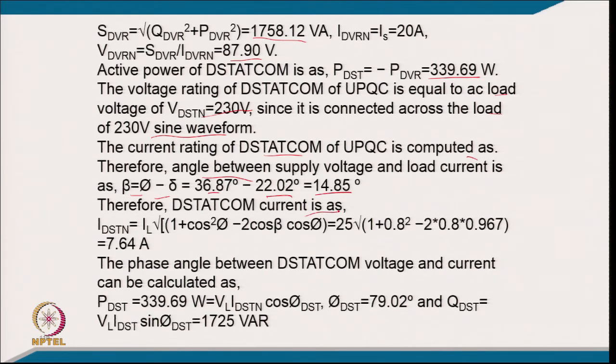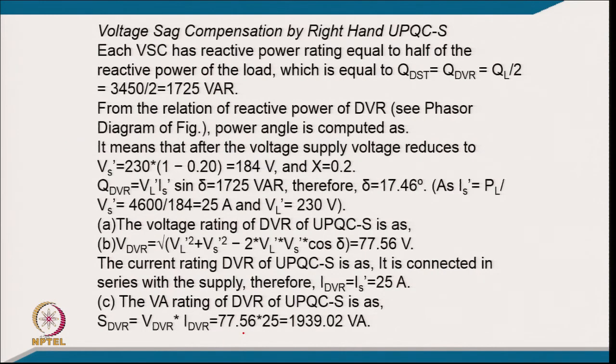Therefore, D-STATCOM current rating will be IL times the square root of 1 plus cos squared minus 2 cos of that angle, the angle between the currents. So, it comes typically to 7.64 ampere, and the phase angle of the D-STATCOM current is computed as follows. D-STATCOM needs this power, DVR needs this power. So, D-STATCOM has to supply 339.69 watt, and this can be equated to VL I D-STATCOM cos phi. So, you get the angle phi D-STATCOM 79.02, and Q D-STATCOM we can calculate is 1725 VAR.